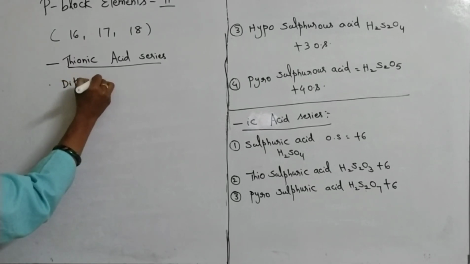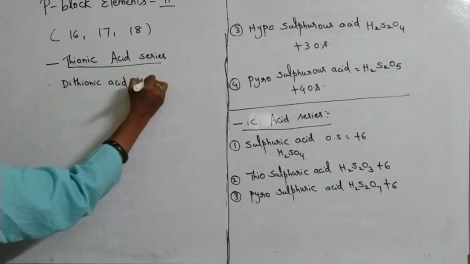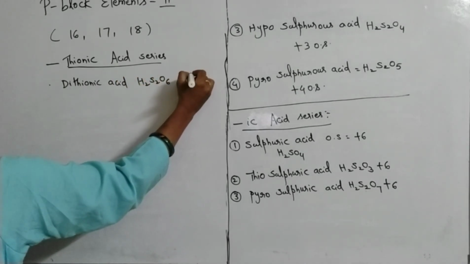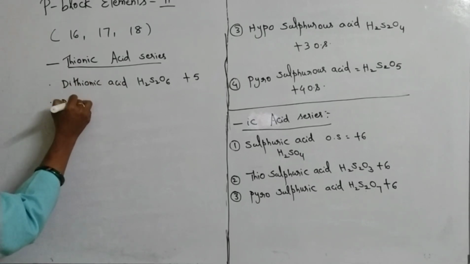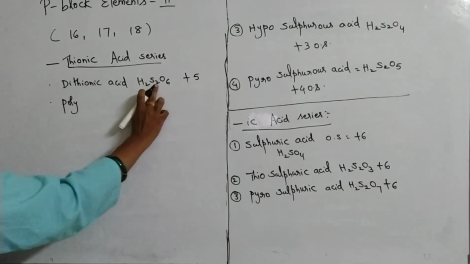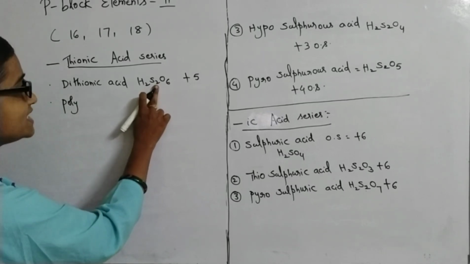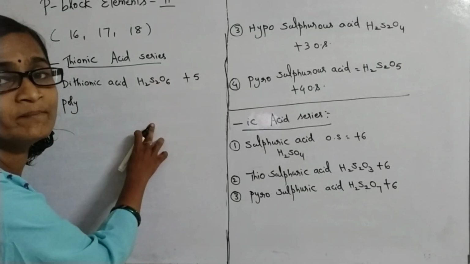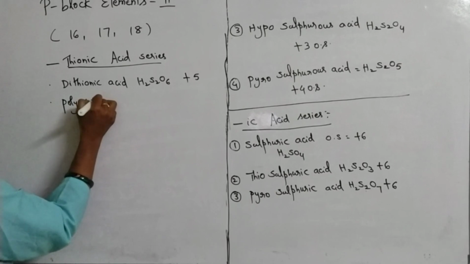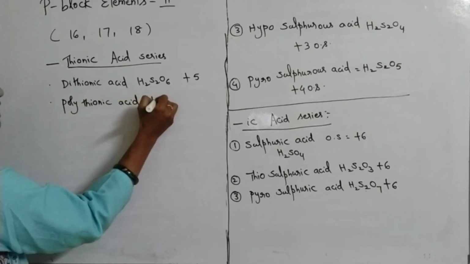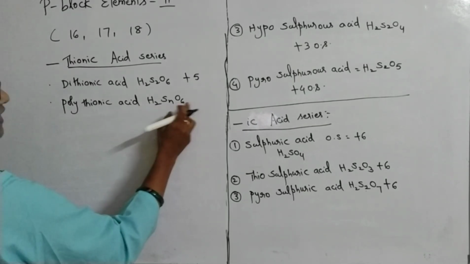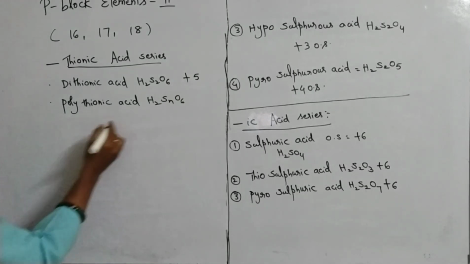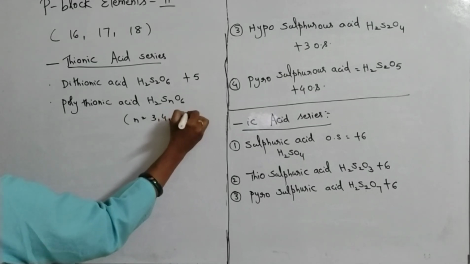In the thionic acid series, there is dithionic acid, H2S2O6, where the oxidation state of sulfur is +5. Next, polythionic acid: in place of di, if you keep n, you call it polythionic acid, H2SnO6. Here the n value can be 3, 4, 5, 6 and so on. Remember that point.